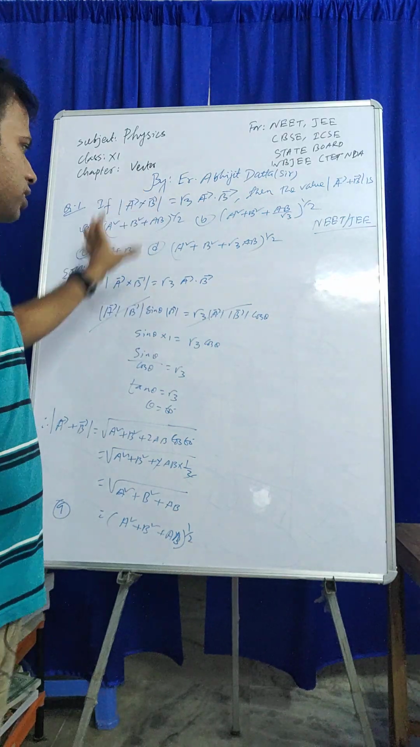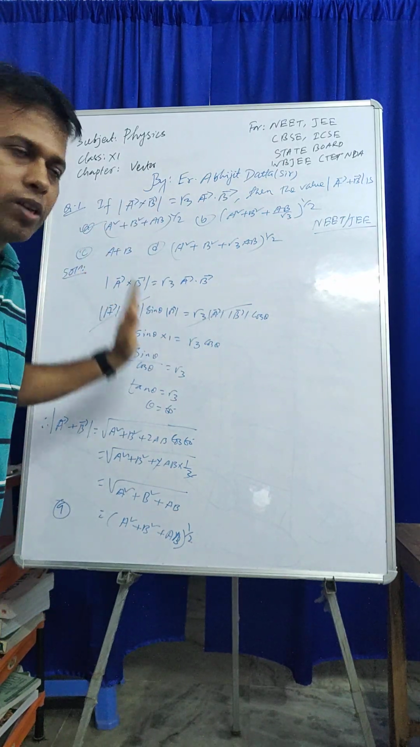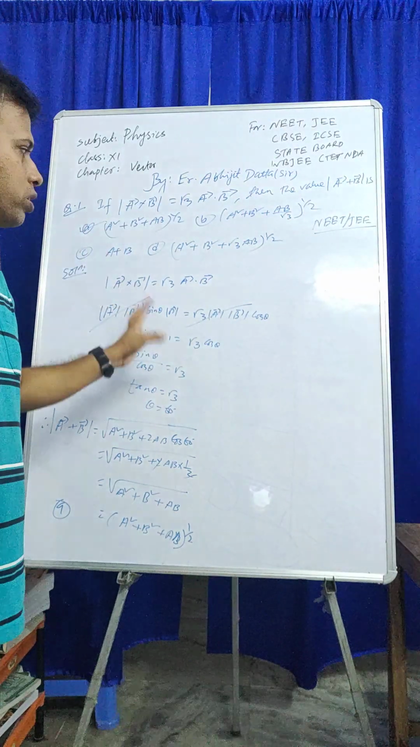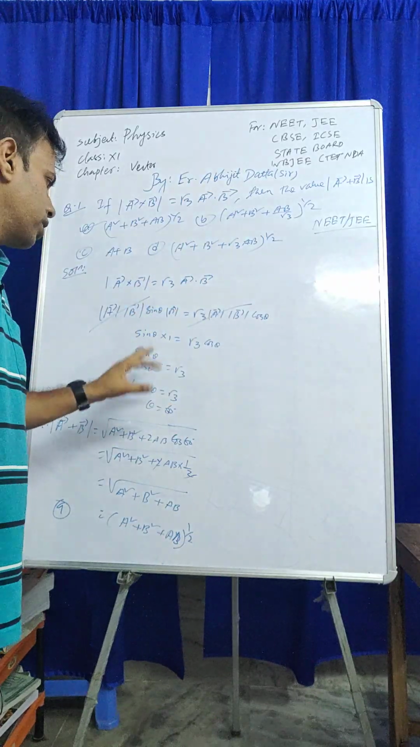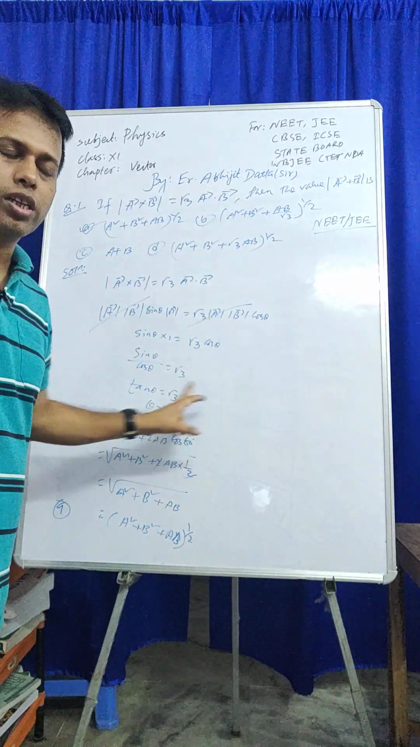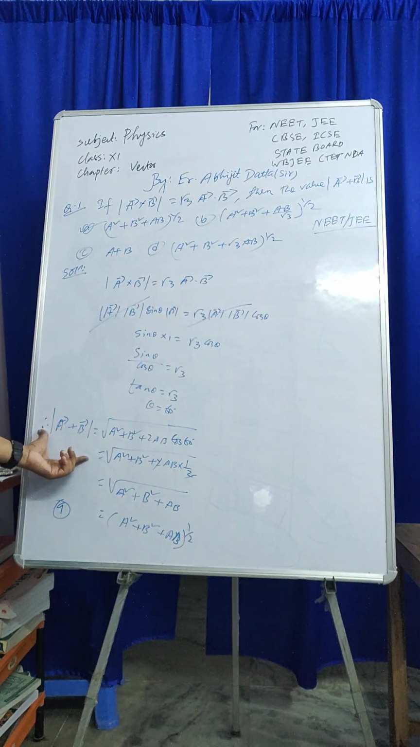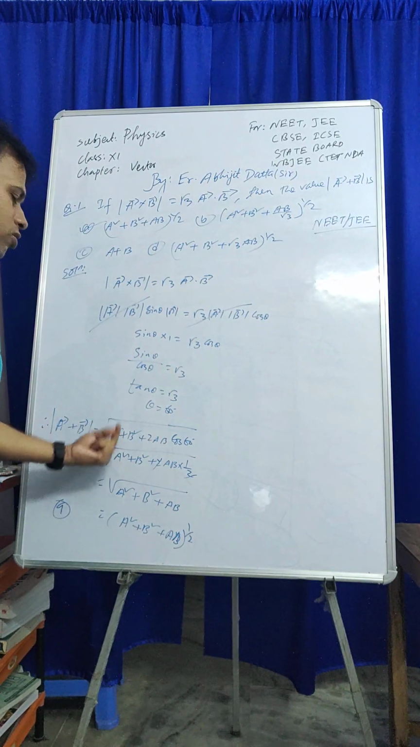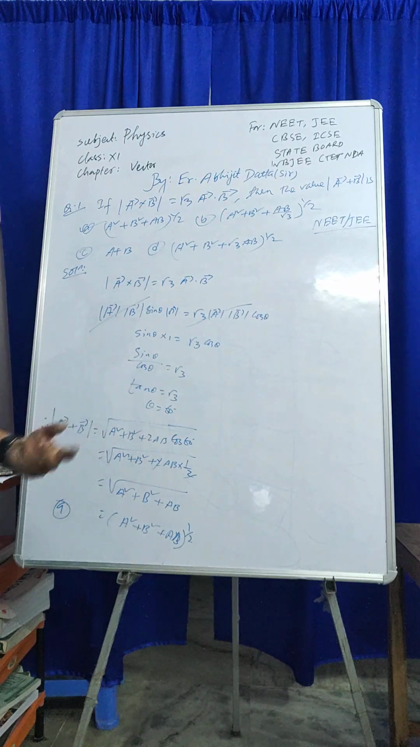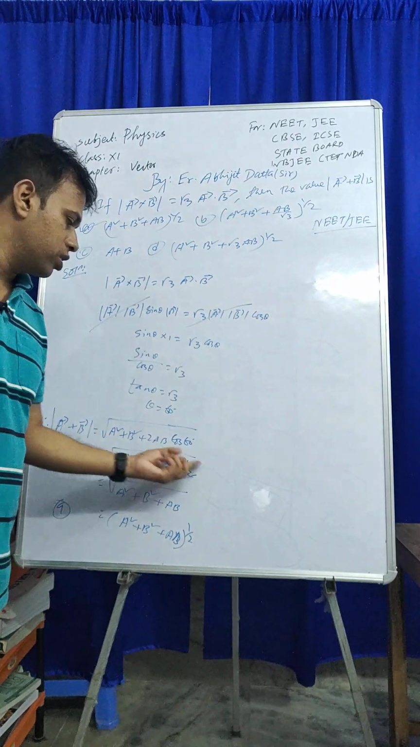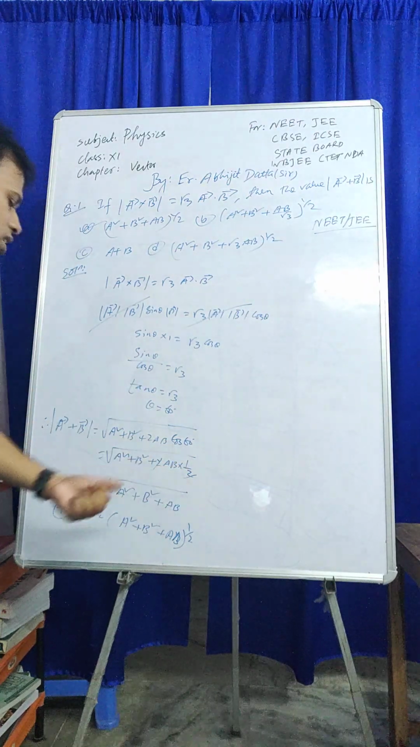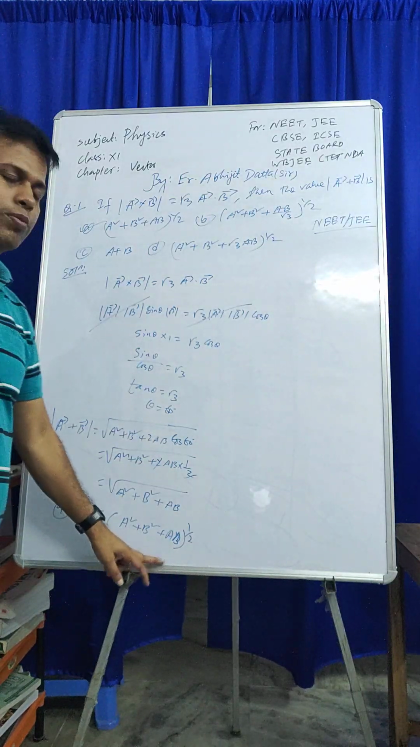I just take this equation and put the value of the cross product and the value of the dot product. After simplification, tan theta came out, theta is 60 degrees. Now mod of A plus B, this is the resultant vector, so we can represent it as root over A square plus B square plus 2AB cos theta. I just put the value of cos 60 degrees as half, and the 2 will cancel out. So it will be A square plus B square plus AB, whole to the power half.